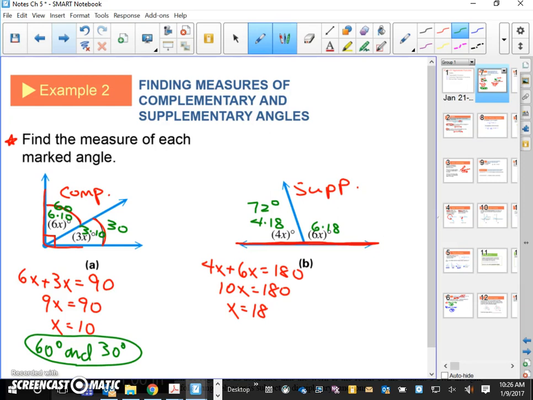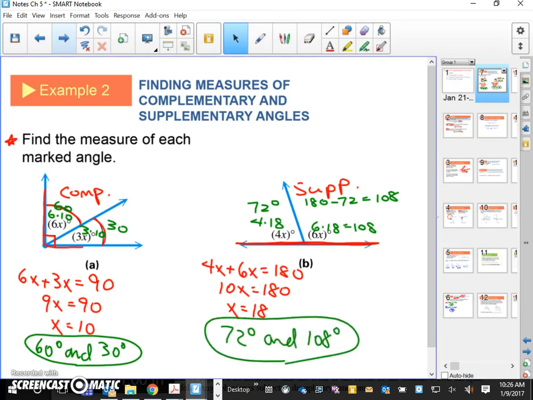6 times 18, I don't know what that is off the top of my head, but I can do 180 minus 72 is 108. So 6 times 18 must be 108. Whichever way you do it, it doesn't really matter. You're going to get 108. Our answers will be 72 and 108. And we notice that those two angles are supplementary.